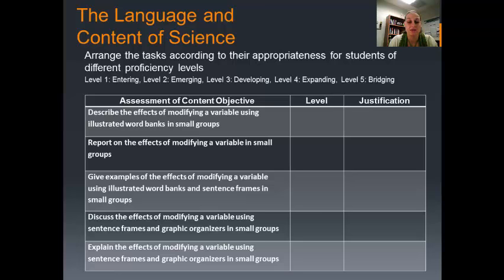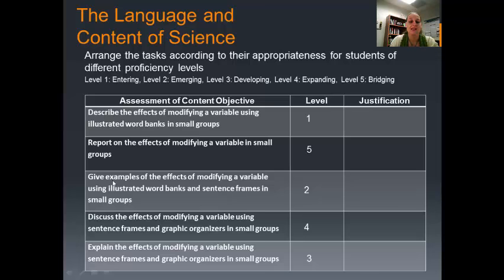Okay, so let's go through it together. I'll show you the levels. So here, this would be level 1 because we have describing the effects of the modifying variable. We have two supports here. We have an illustrated word bank, and the fact that this is happening in small groups means that you can put the English language learner with others who speak English as a support, and together they would be coming up with these descriptions. So even though there is quite a good amount of language involved here, it wouldn't be the sole responsibility of that English language learner by themselves.